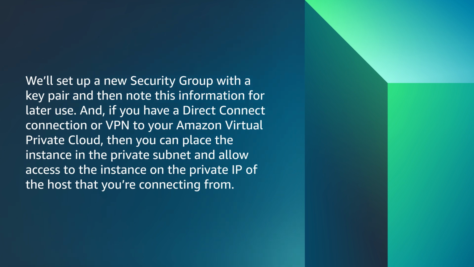And if you have a Direct Connect connection or a VPN to your Amazon Virtual Private Cloud, then you can place the instance in the private subnet and allow access to the instance on the private IP of the host that you're connecting from.